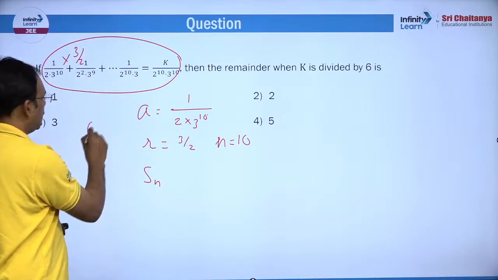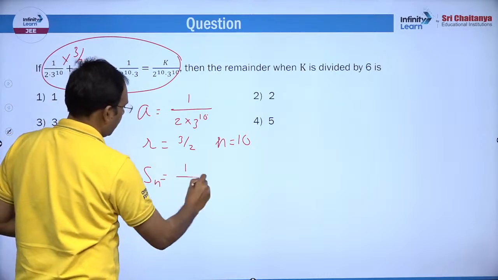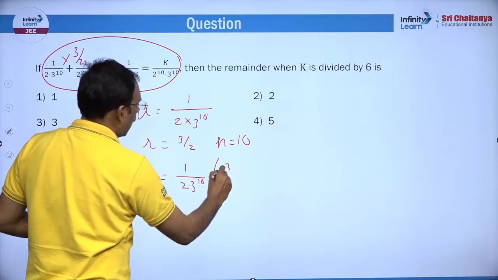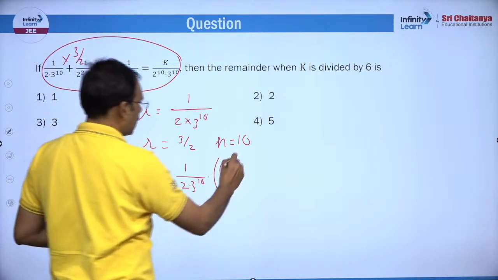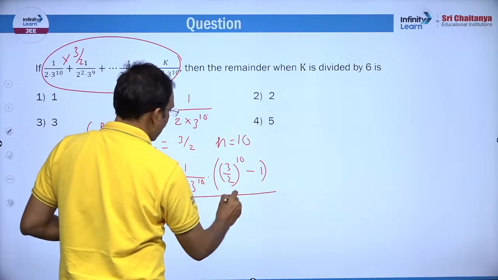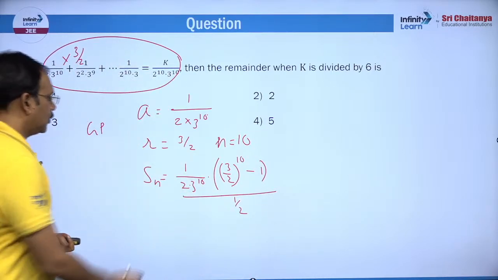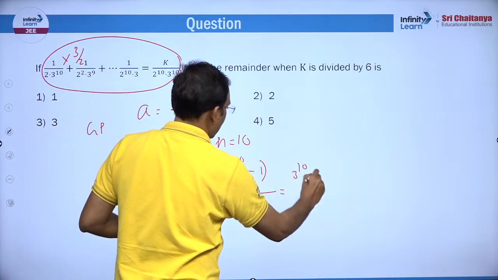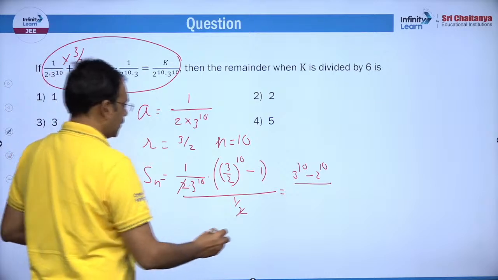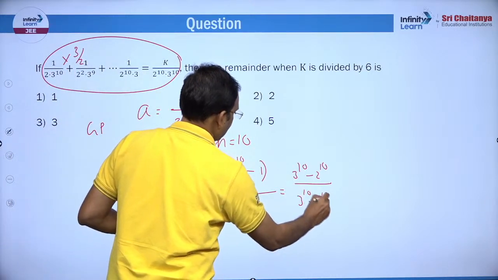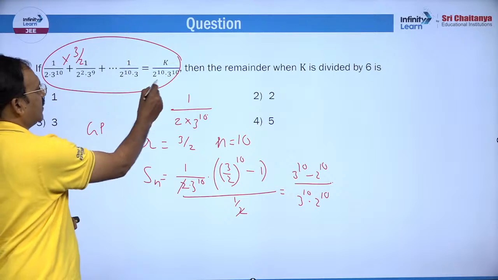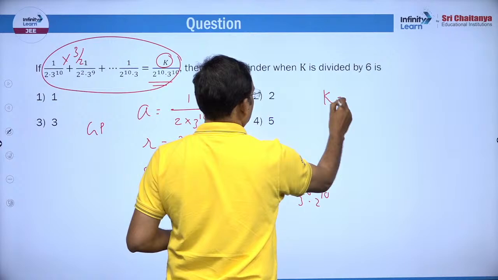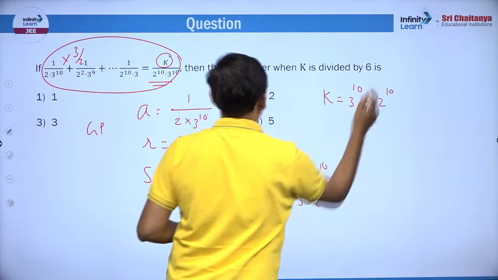The Sn formula in GP is A into R power n minus 1 by R minus 1, that is A into (3 by 2) power 10 minus 1 by 3 by 2 minus 1. This is 1 by 2, so 2 got cancelled. So, you can say here 3 power 10 minus 2 power 10 by 3 power 10 into 2 power 10 is the answer. So, he has given the same, but k is given here. So, friends, I can say k value is nothing but 3 power 10 minus 2 power 10.